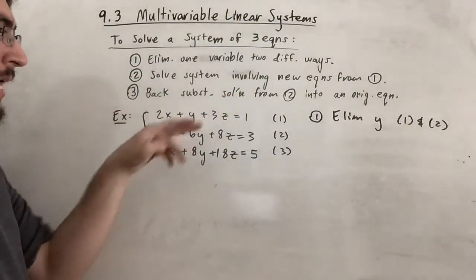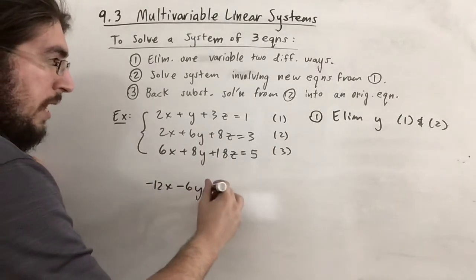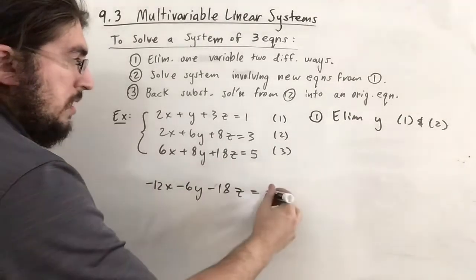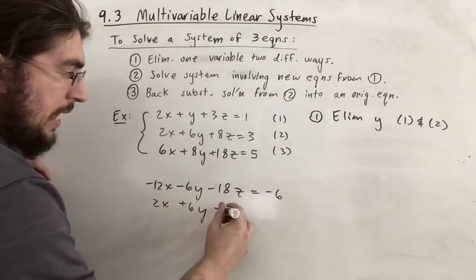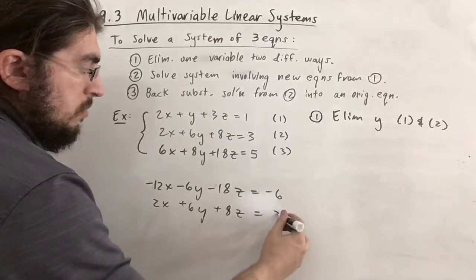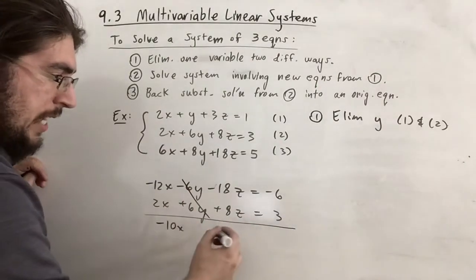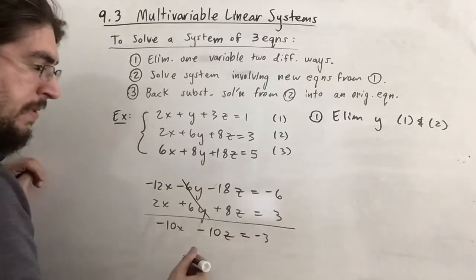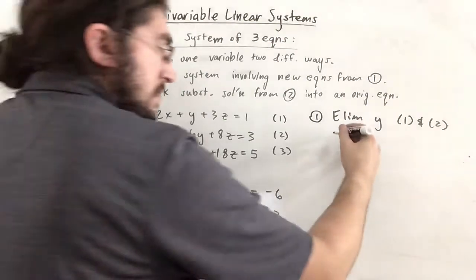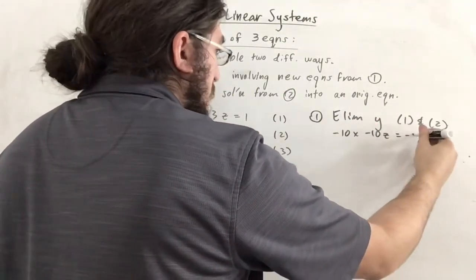So if we multiply by -6, let me actually write it down. We get -12x minus 6y minus 18z is equal to -6. Good. And then adding that to 2x plus 6y plus 8z equals 3 gives us our new equation, -10x. These cancel, so -10z is equal to -3. So, I mean, I guess it's okay. So -10x minus 10z equals -3.